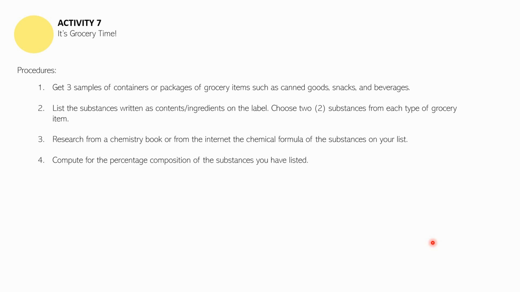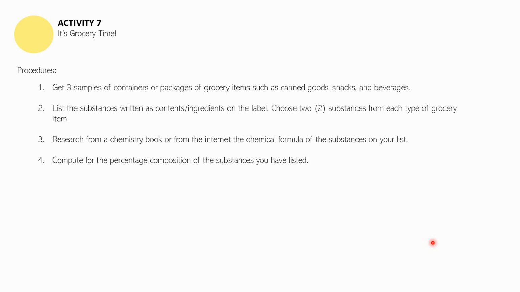If you have decided to continue, that means you're ready to compute for the percentage composition of the substances you have listed. So just do that already, paki-compute na yung percentage composition. If halimbawa wala kayong nahanap na chemical formula for that substance or nahirapan kayo mamili di kasi kayo sure, I suggest you go back to the grocery items that you picked and choose another substance para hindi na lang kayo gaano ma-stress.